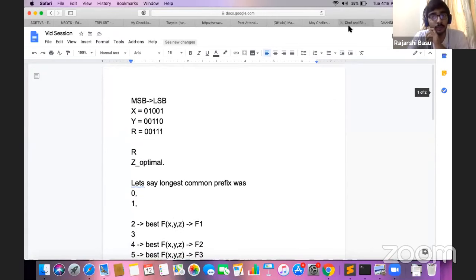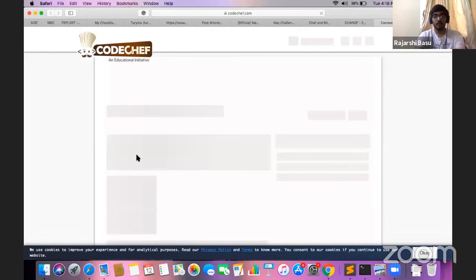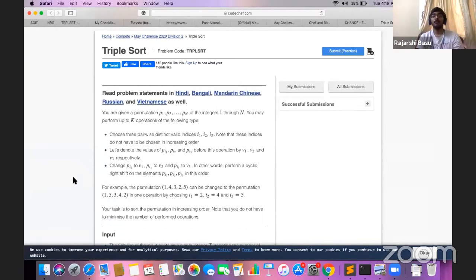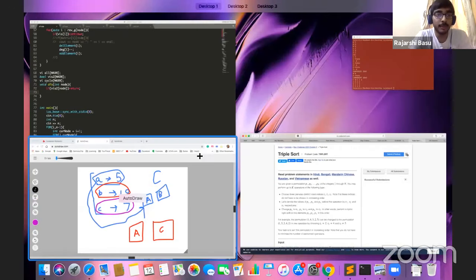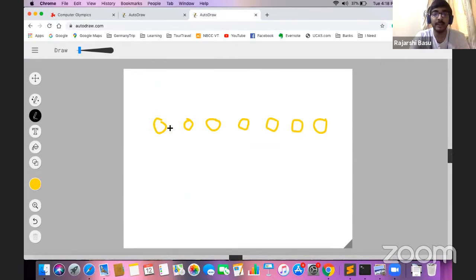Okay. So let's now move on to the last two problems, and first is this triple sort problem. So this problem is based on permutations. So quick things about permutations that I want to just mention. A very common technique to think about permutations is thinking about cycles. Okay, so let's say this is our array. So let me draw a beautiful array.